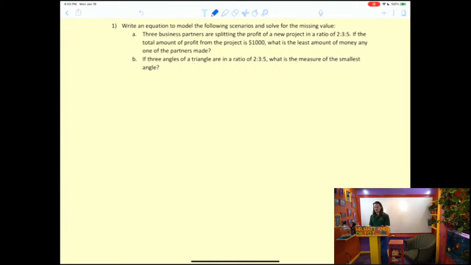For question 1B, it's asking if 3 angles of a triangle are in a ratio of 2 to 3 to 5, what is the measure of the smallest angle? So I'm going to give you 4 minutes. After 1 minute, I'll start to solve to give you some hints. I'm going to keep track of the time in the upper left-hand corner, and I'll try to the best of my ability to update it per minute.